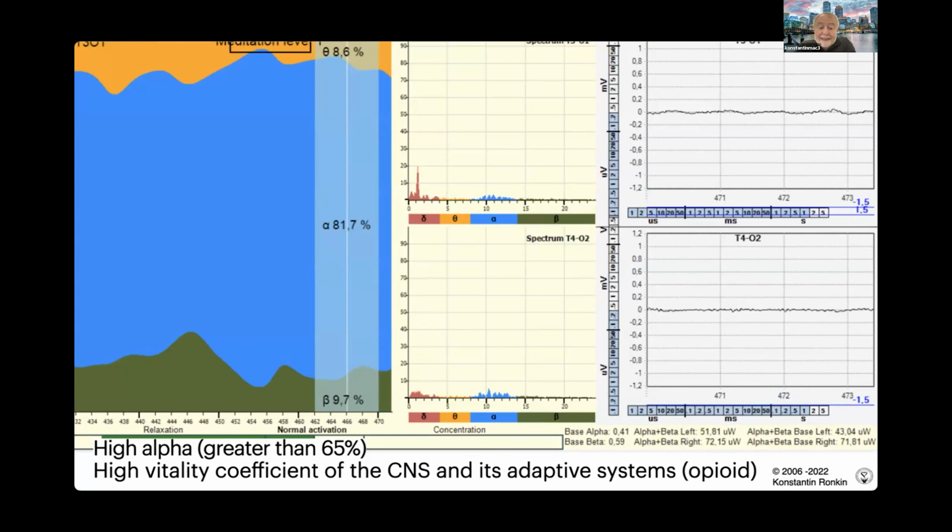It's telling us that the central nervous system has a high vitality and adaptation, like the opioid system adapts very well for this patient.